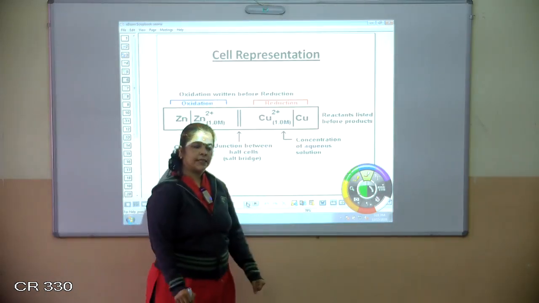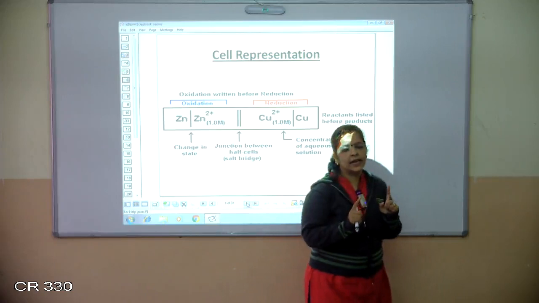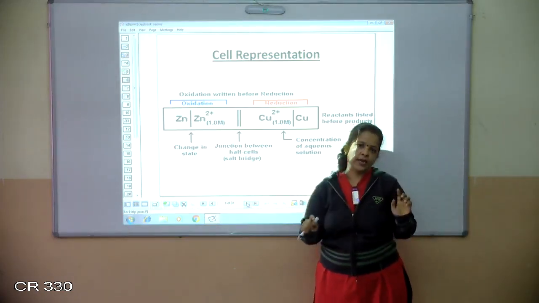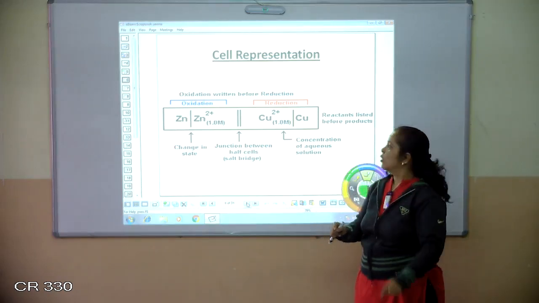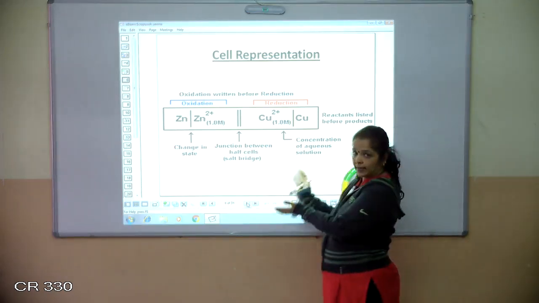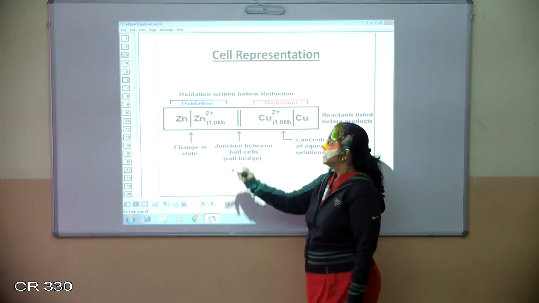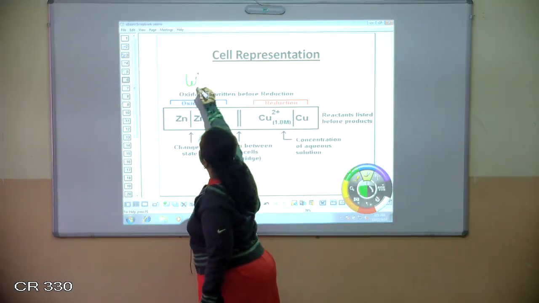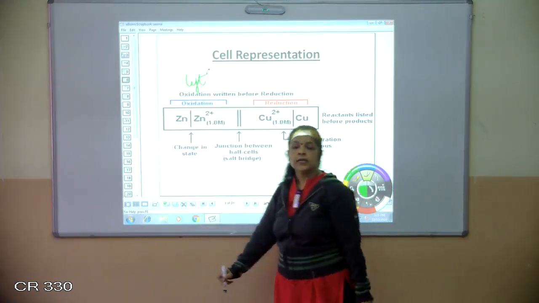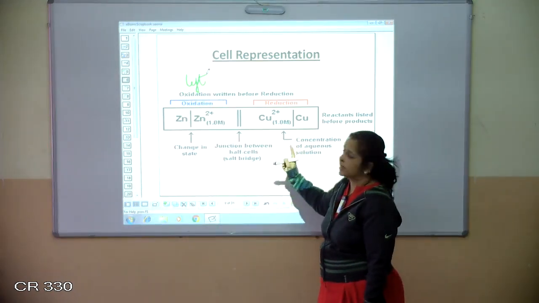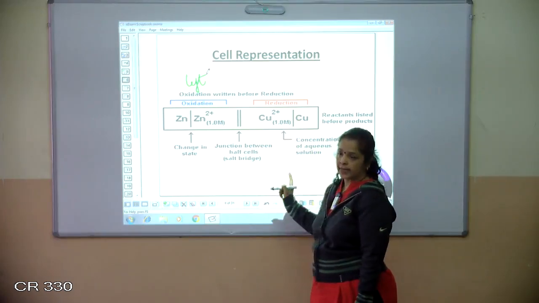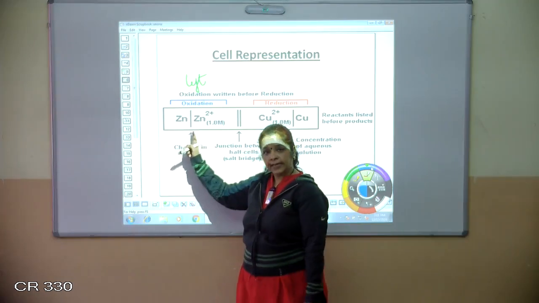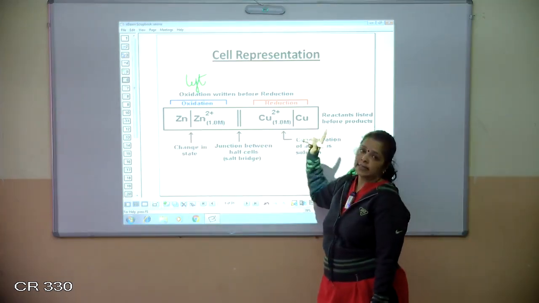The cell representation. How do you represent this kind of a cell without actually drawing those beakers and the actual diagram? The shortcut way of representing the cell is like this, where the cell where oxidation takes place is always taken on the left-hand side, whereas the cell where reduction takes place is always taken on the right-hand side. As we very well know, our oxidation cell contained zinc and the reduction cell contained copper.